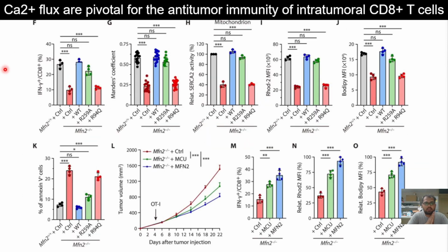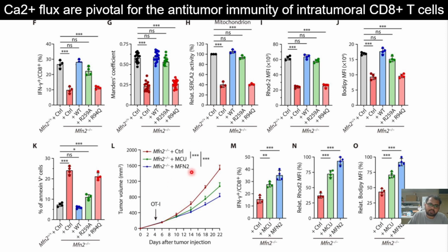Furthermore, what they did is they wanted to know whether these calcium fluxes are required for antitumoral immunity of intratumoral CD8 T cells. So further they checked for IFN gamma, and it is going down. They checked for Mander's coefficient, which means that there will be less interaction. So it is kind of the data which were expected, because the individual data they already have shown previously, but now they are doing it with the different variants.